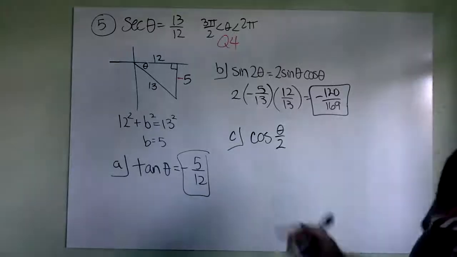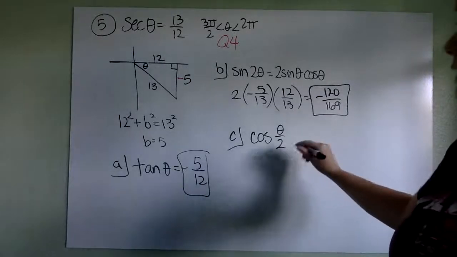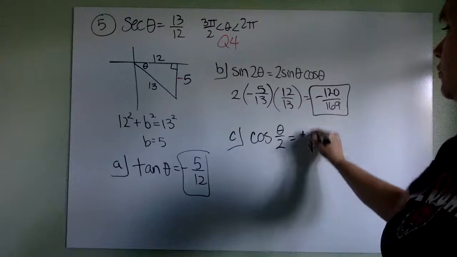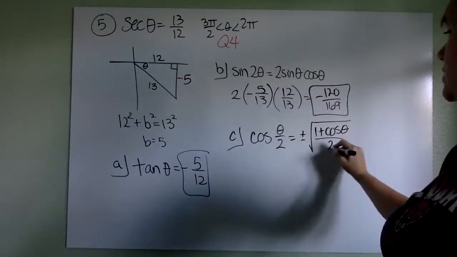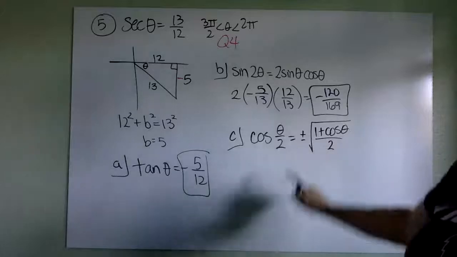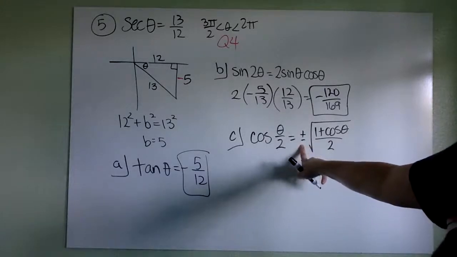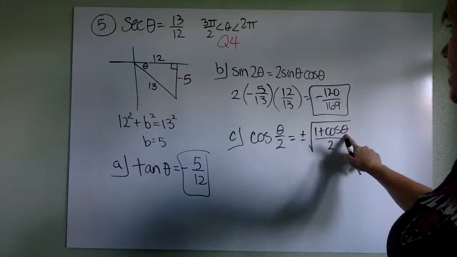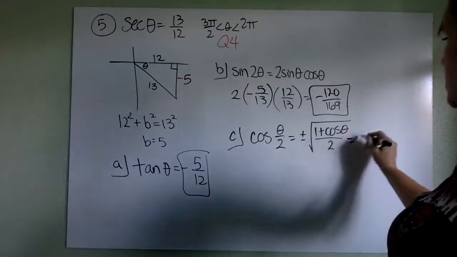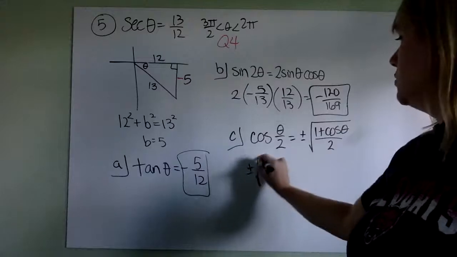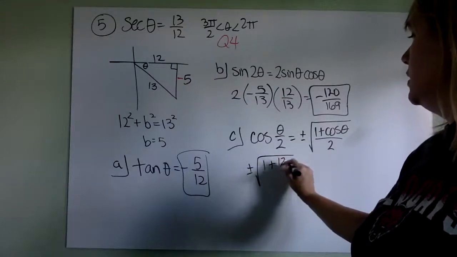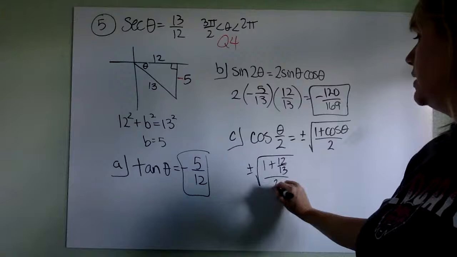Okay, so part C is asking for the half angle for cosine. The formula for the half angle for cosine is 1 plus the cosine of the angle divided by 2, all underneath a radical, and don't forget your plus or minus right there. So we know the cosine is 12/13. So this looks like plus or minus the square root of 1 plus 12/13 divided by 2.